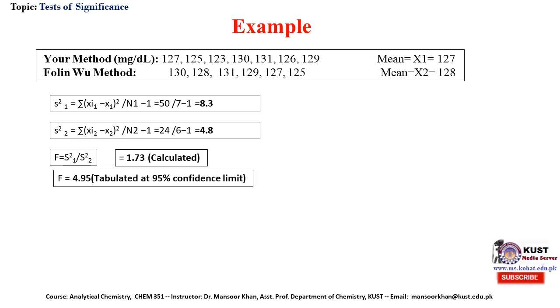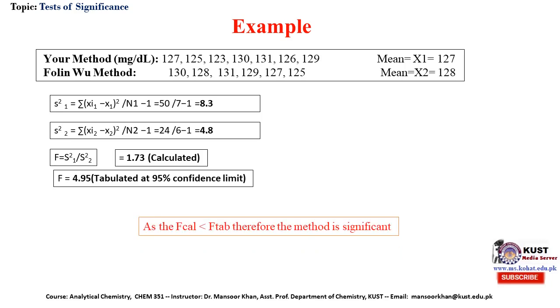F tabulated, which is present in the textbook, is equal to 4.95 at the 95% confidence limit. As we know that F calculated is less than F tabulated, therefore your method is highly precise, your method is significant, and your method is acceptable. So this is the goal of the F test. This is how the F test can be applied for the significance of a method developed in the laboratory.